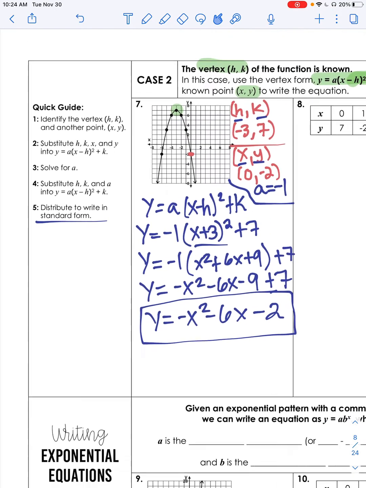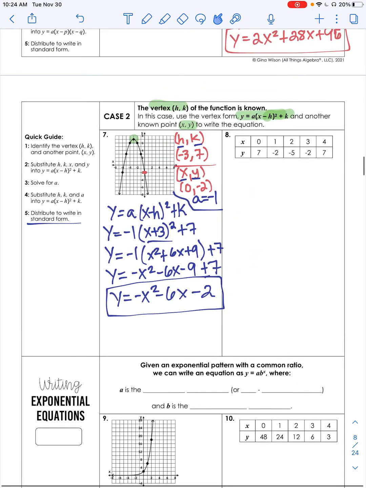Okay, number 8, you might want to try it on your own if you're ready. If not, you can follow with me. I'm going to go through every step, but if you are ready to try on your own, go ahead and pause the video, and then you can fast forward a little bit to check with me. Okay, so let's go through everything again for number 8.